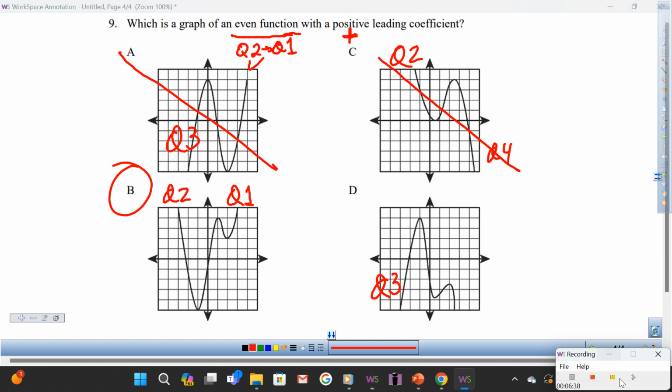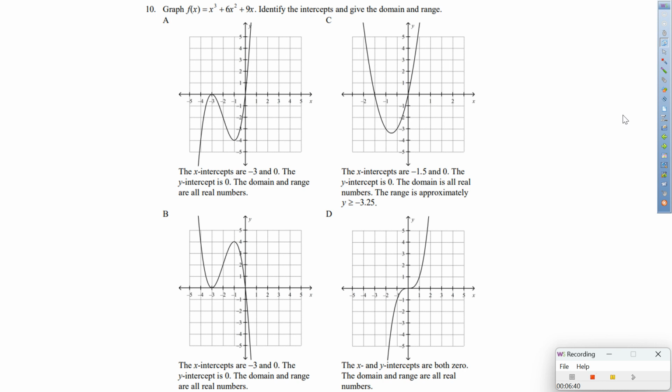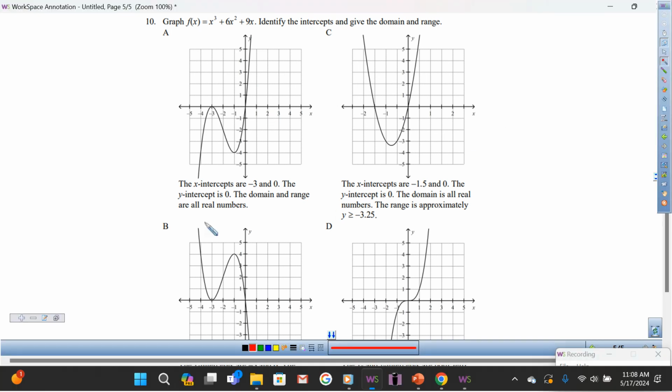Let me send you the screen so you can send me your notes. All right, here we go. Number 10 reads, graph f of x equals x cubed plus 6x squared plus 9x. To graph this one, let's write the function on the side: f of x equals x cubed plus 6x squared plus 9x.